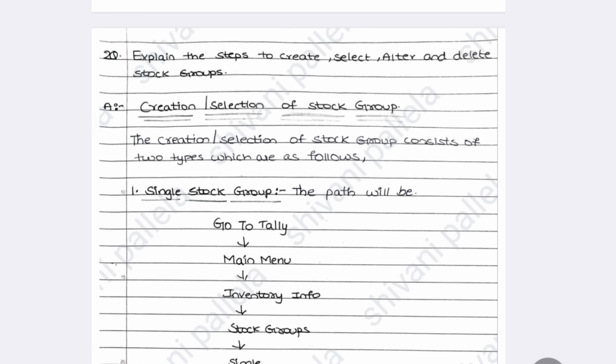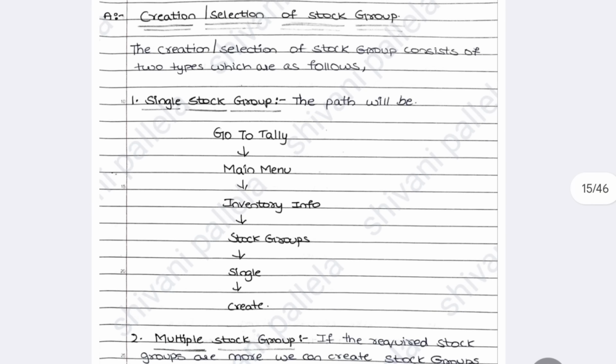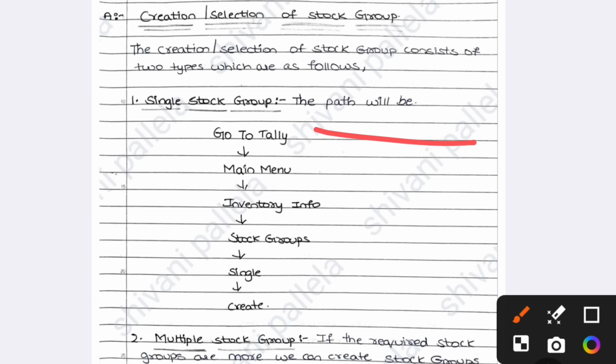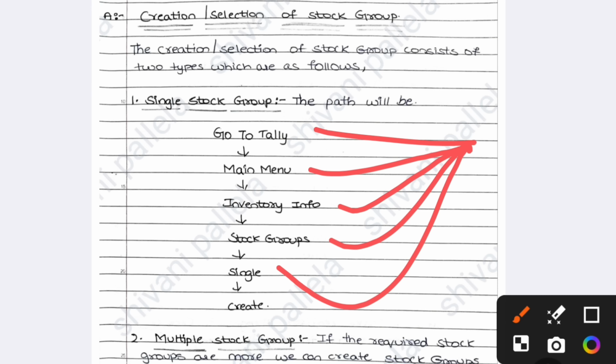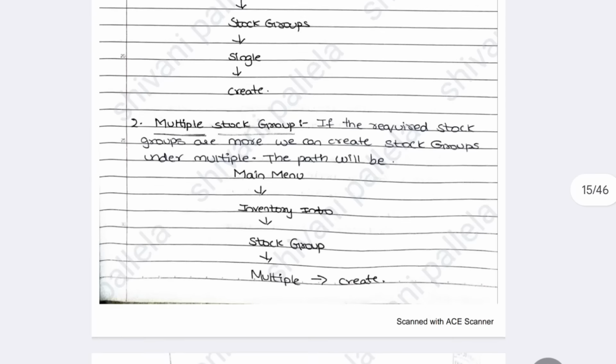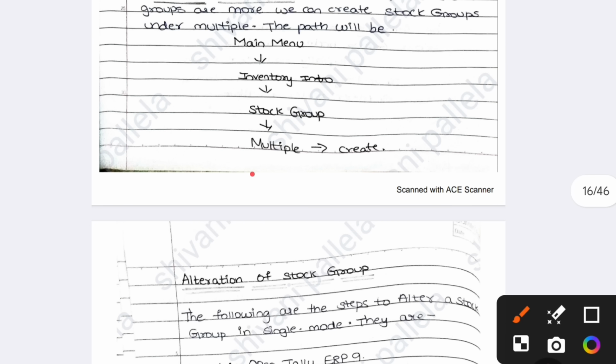Next one, how do you need to create, alter, display and delete stock groups? Just now we have learned select and create. Now how do you need to alter? From gateway of Tally, you need to click on main menu, then inventory info, then stock groups, single stock group or multiple stock group. In single, you want to create it. In multiple, if you want to create, instead of single, click on multiple. That's it. Everything will be the same.